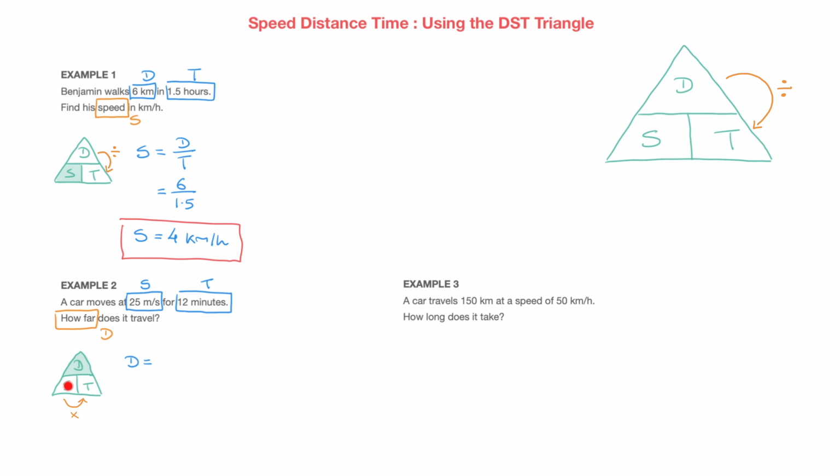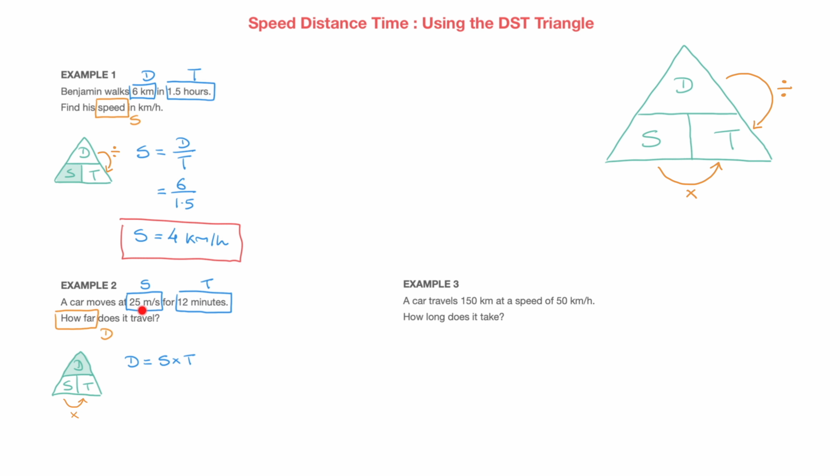Indeed, when they're side by side, we need to multiply them. And so I'll quickly write that. The distance is equal to the speed times the time. Okay, so thanks to our DST triangle, we now know how we're going to calculate the distance. But again, we do need to be careful of the units here. In this particular case, we're simply asked for the distance it travels, and no units are being specified here.